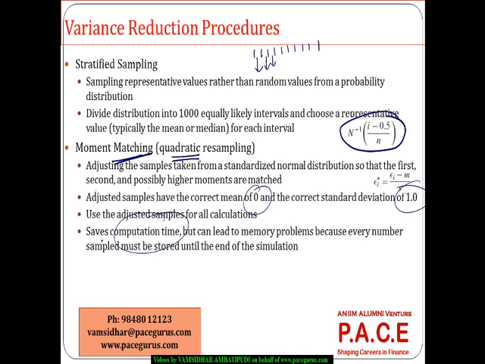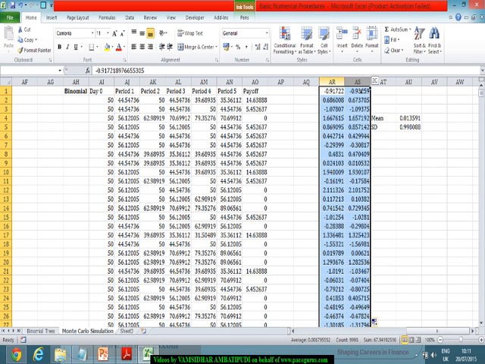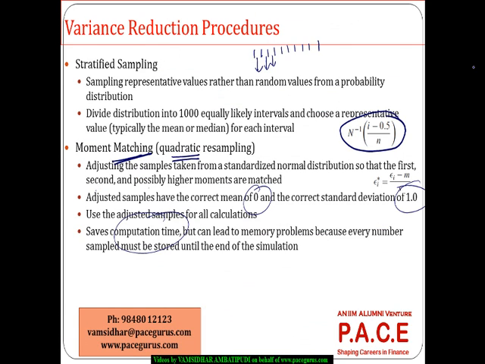But the problem is it leads to a memory problem because every day, I have done it for one day, one period. I may have to do this for several periods to finally find the payoff at the end of the period. So the memory becomes a big problem here, but the computation time is reduced quite drastically. So this is one more procedure where I can reduce my computation time in a Monte Carlo simulation approach.